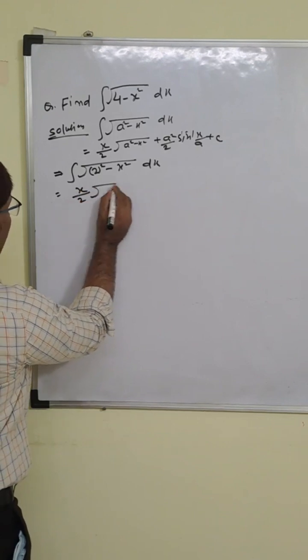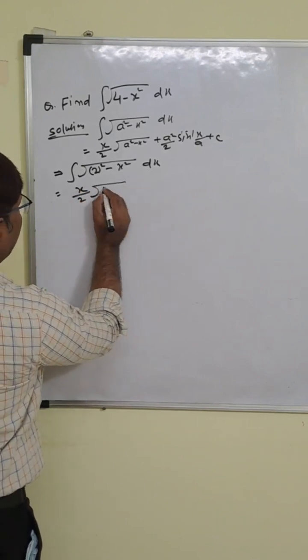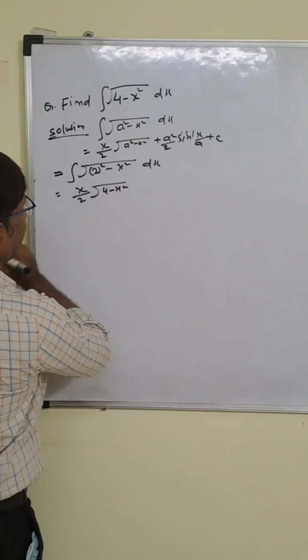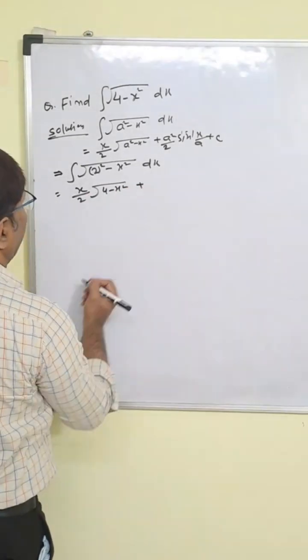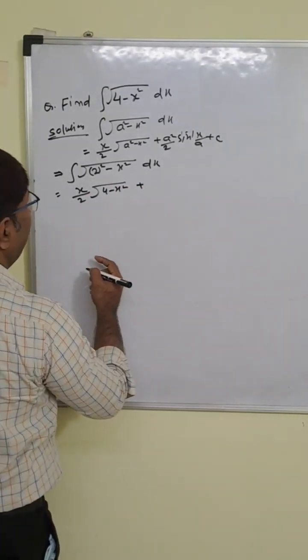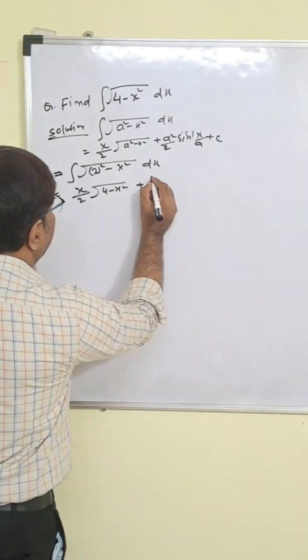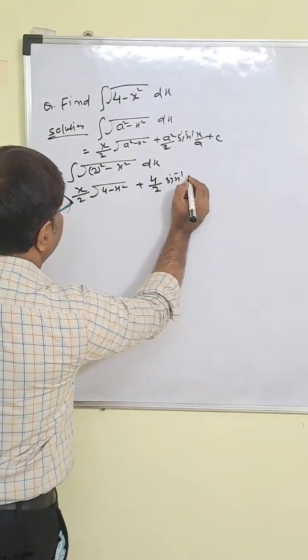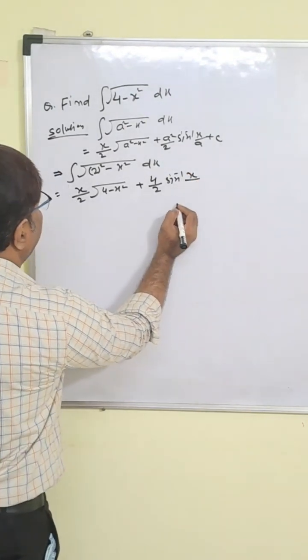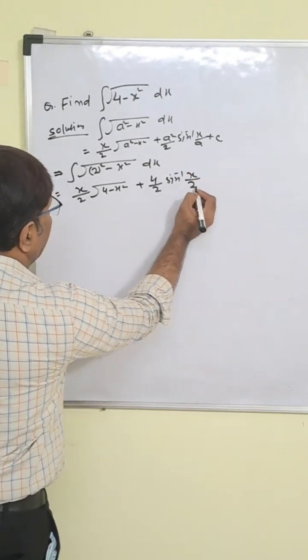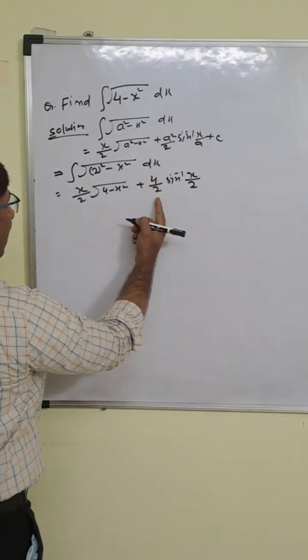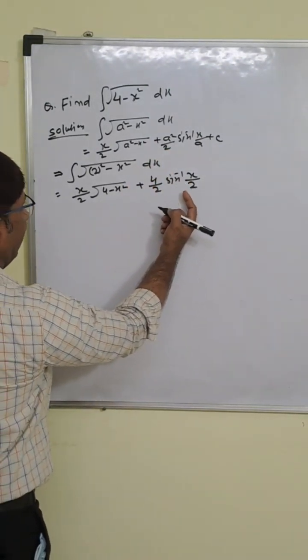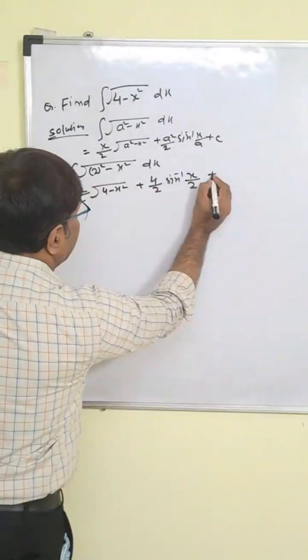x by 2 root under a square minus x square, that is 4 minus x square, plus a square by 2. So a square is what? 4. So we can write that as 4 by 2, and this is sine inverse x upon a, which is 2. Right? So that is a square by 2 sine inverse x by a. So a is what? 2. And this is plus c.